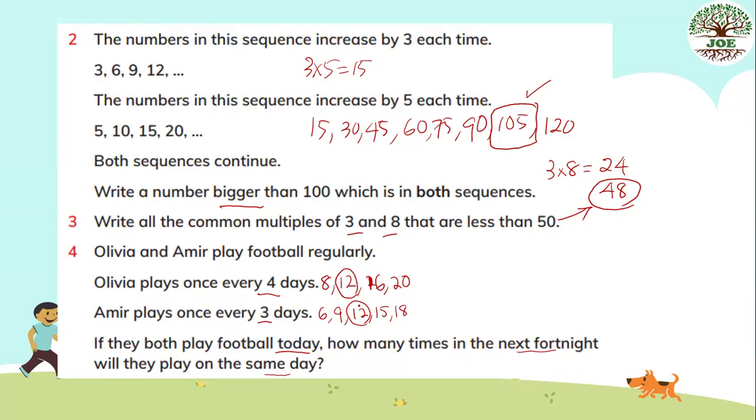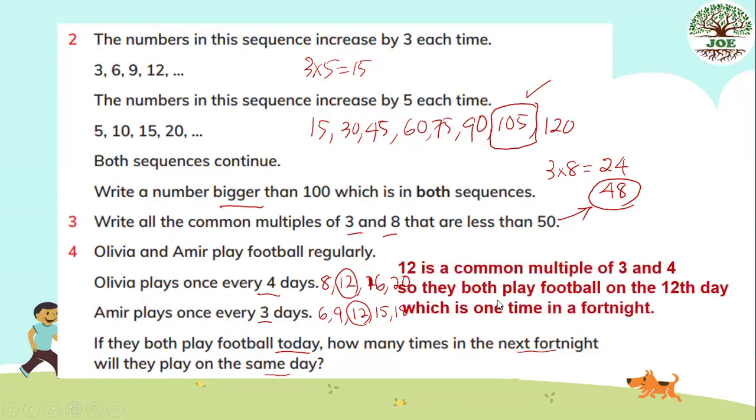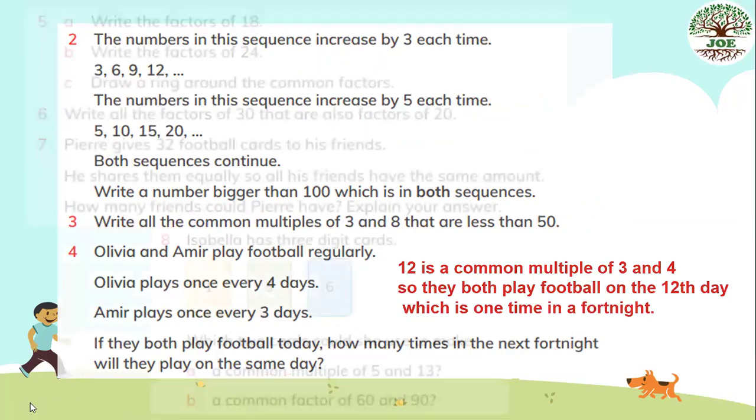So they can play together again on the same day after 12 days from today. So 12 is a common multiple of 3 and 4. So they both play football on the 12th day, which is one time in a fortnight, because the common multiple is 12. Okay, this is the answer for number 4.